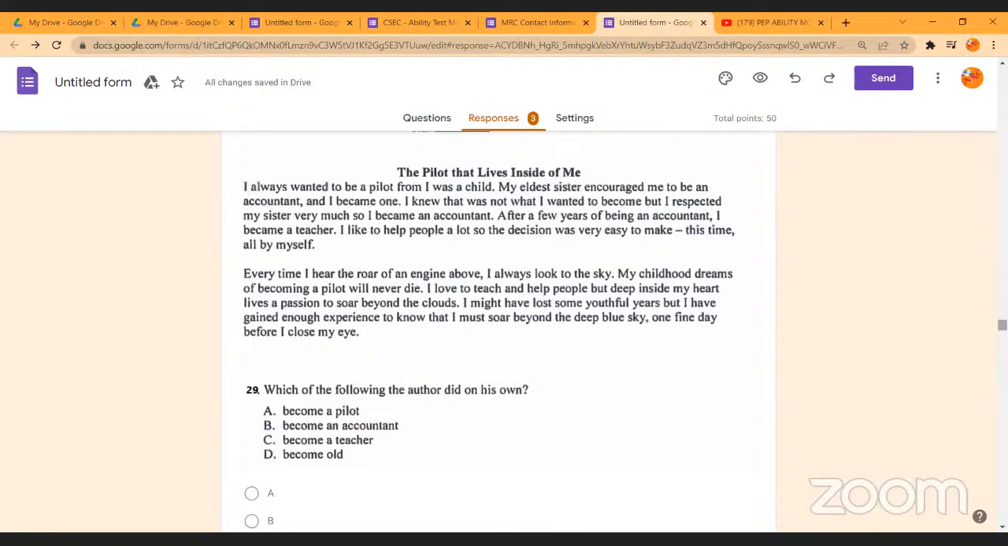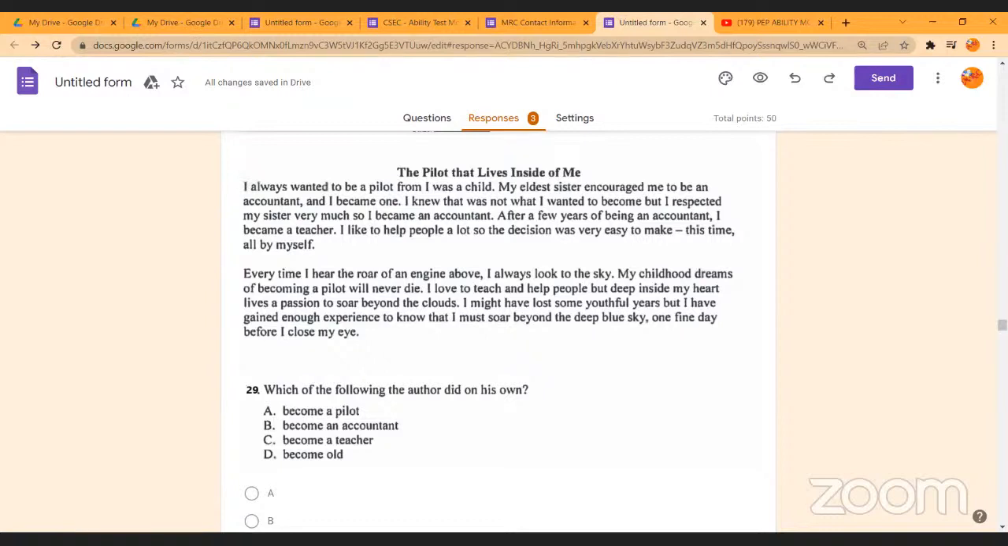I always wanted to be a pilot from when I was a child. My eldest sister encouraged me to be an accountant, and I became one. I knew that that was not what I wanted to become, but I respect my sister very much, so I became an accountant. After a few years of being an accountant, I became a teacher.